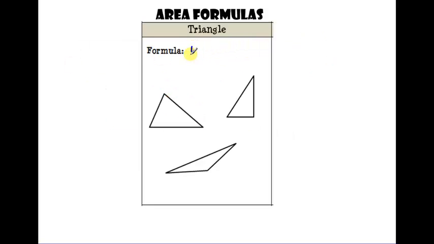The formula for the triangle is area equals half the base times the height. So 1/2 base times height. But the tricky part is sometimes it's hard to identify the base and the height of a triangle. So I've given you 3 examples.